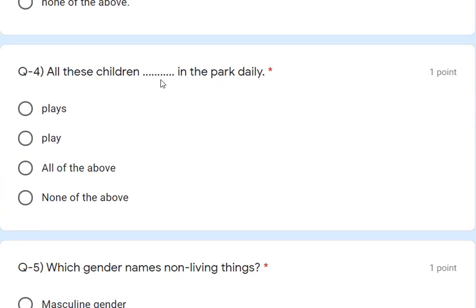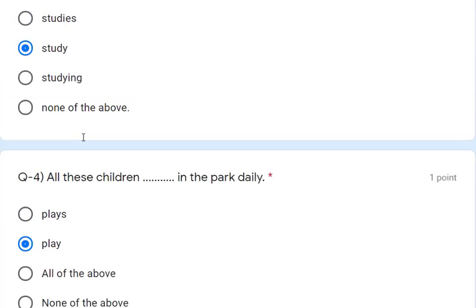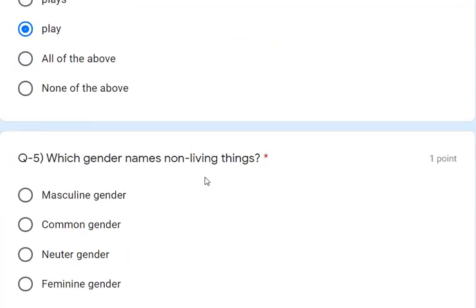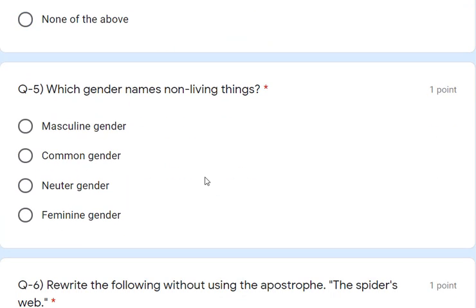Question 4. All these children, blank space in the park daily. Children is plural. So, plays is the correct answer. Sorry, play. Play is the correct answer, right? Now let's see. All the children play in the park daily. Okay. So let's see question 5. What does it say? Which gender names non-living things? So, neuter gender names, right? Neuter gender is the correct answer.